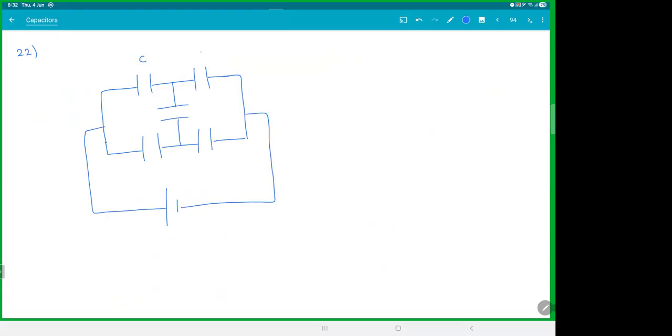Let's say this is C, this is 2C, this is C, and this is 3C, and this is C. Find C equivalent. Now, this is not a Wheatstone bridge. Let's make it 3C and C. This is an unbalanced Wheatstone bridge. So it's not a Wheatstone bridge.